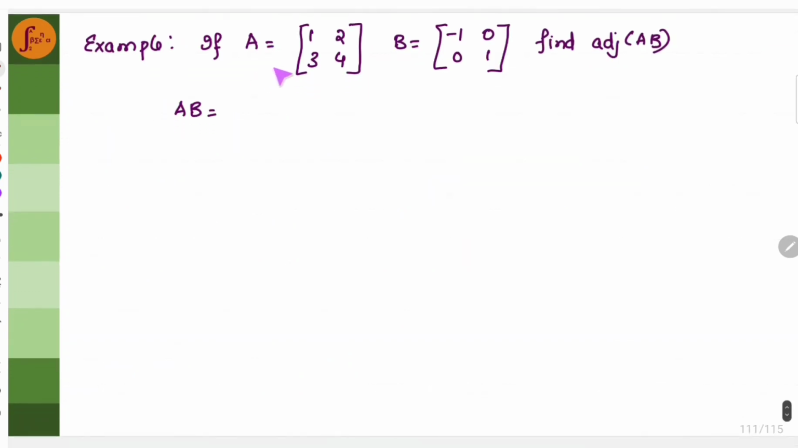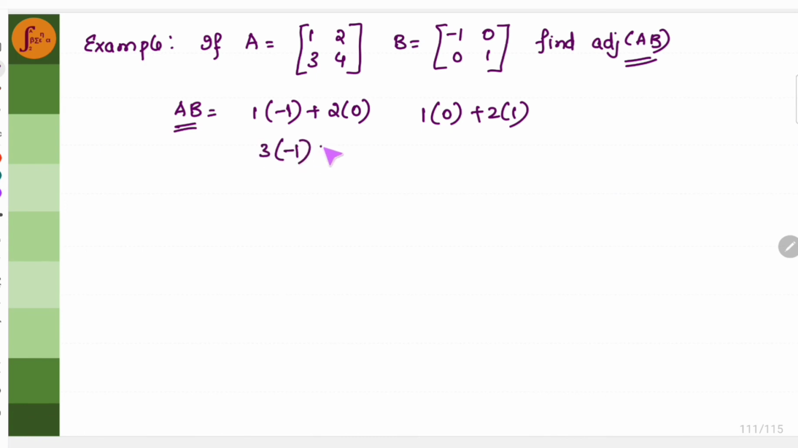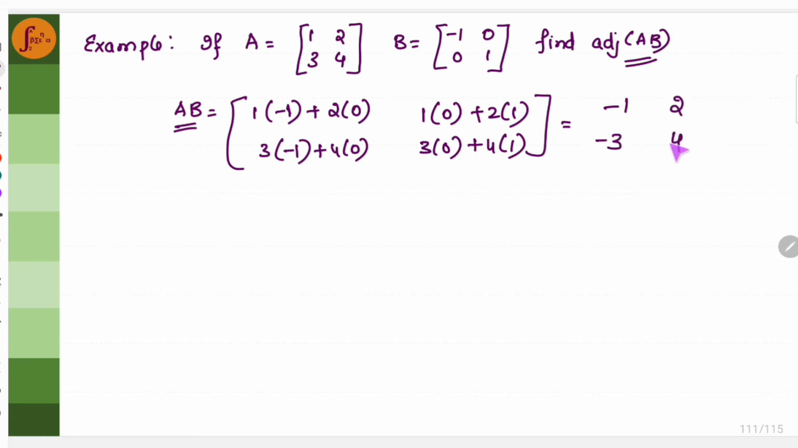Now let's take an example. If matrix A and matrix B are given, find the adjoint of AB. That is, you first multiply A and B, then find the adjoint of that product. So first we'll multiply A into B. A into B would be 1 into minus 1 plus 2 into 0. Then the second column, 1 into 0 plus 2 into 1, 3 into minus 1 plus 4 into 0, 3 into 0 plus 4 into 1. So we'll get minus 1, 2, minus 3, 4. This is the product of A and B.